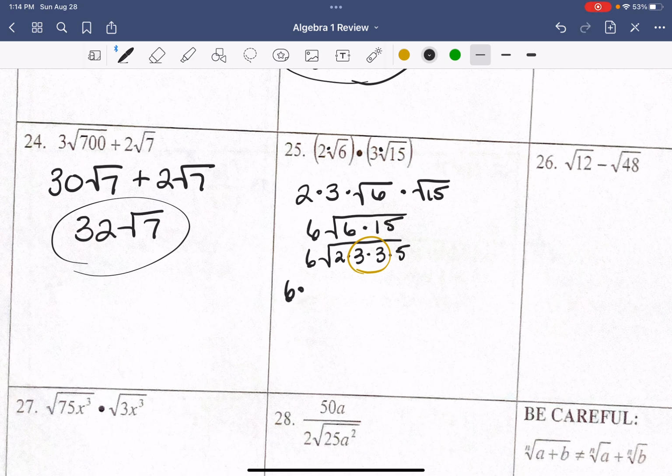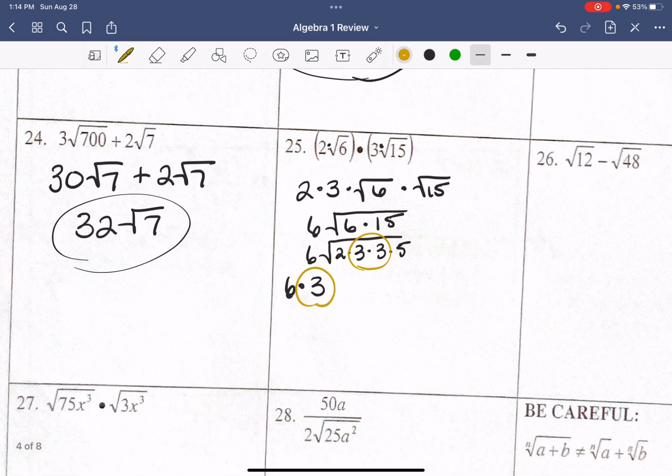So if you have a pair of numbers under your square root sign, that number can come out. Those 2 3s are now outside of the square root sign, and there's only one of them. And then we have 2 times 5 inside of the square root sign still. All right, now we have 6 times 3, which is 18, and the square root of 2 times 5, which is 10.